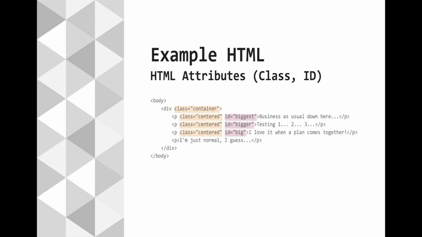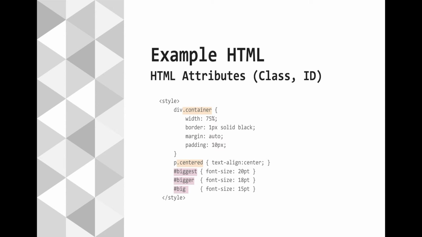But then we also see ID equals biggest, bigger, and big. And when we go back, we look at hashtag biggest, bigger, and big. All right, these have different font sizes and font weights to them. So we're combining classes and IDs so that we can get some sort of combination of class and IDs. And then for good measure, we've got a good solid normal p tag at the bottom.